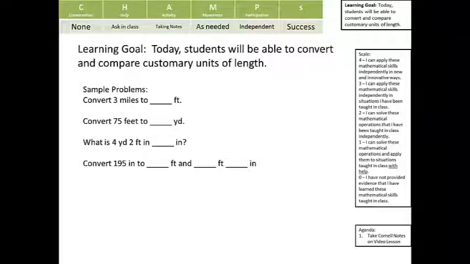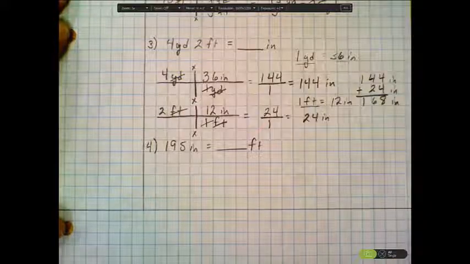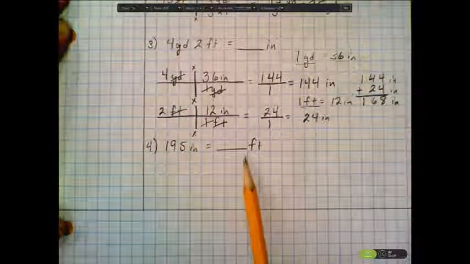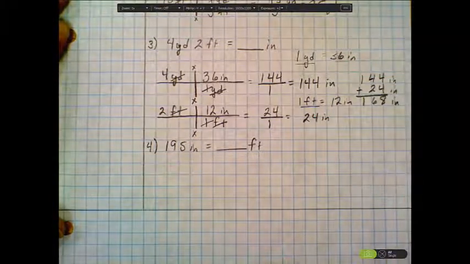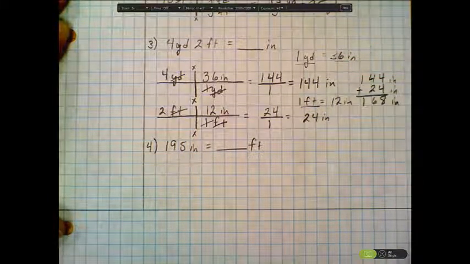And our last problem that we're going to do is we're going to convert 195 inches to feet, and we're going to convert it into feet and inches. So as we've done in the past, we have 2 problems. One is where we're going to get our answer in feet, and the other one is where we get our answer in feet and inches, but we're going to work it the same way.